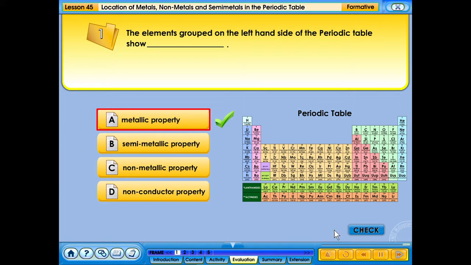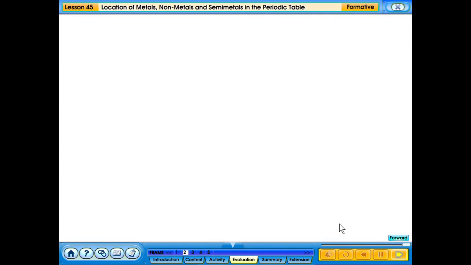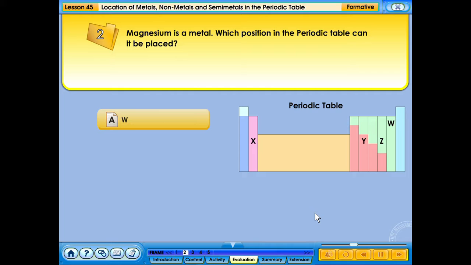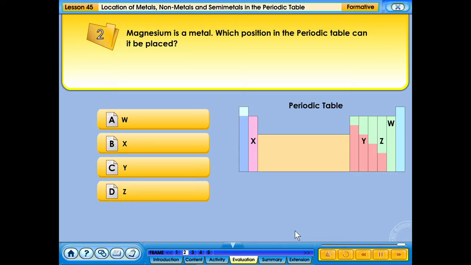Your answer is correct. Magnesium is a metal. Which position in the periodic table can it be placed? A. W, B. X, C. Y, D. Z.